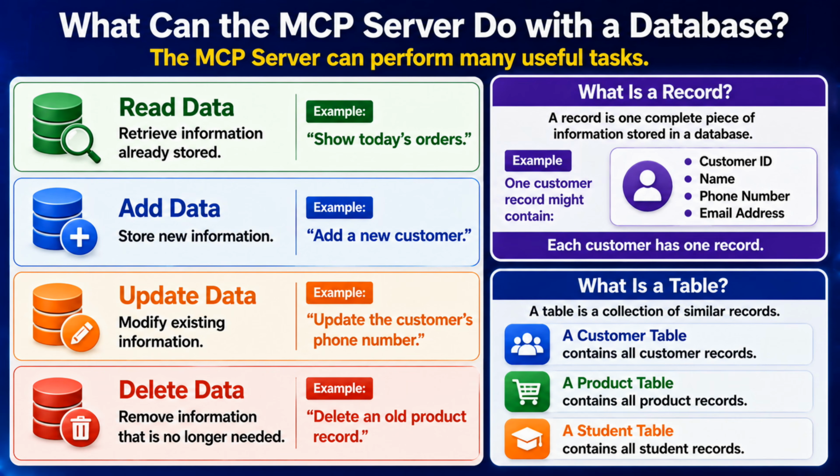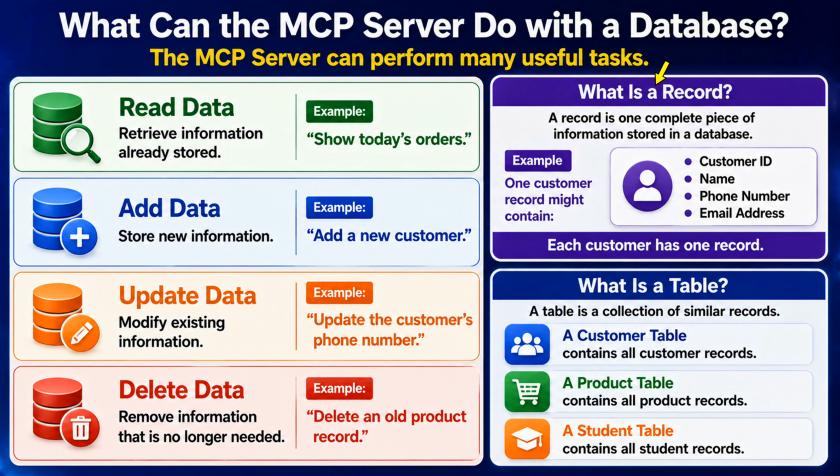What can the MCP server do with a database? The MCP server can perform many useful tasks. First one, read data, retrieve information which is already stored. For example, show today's orders. Second one, add data, store new information. For example, add a new customer. Third one, update data, modify the existing information. For example, update the customer's phone number. Fourth one, delete data, remove information that is no longer needed. For example, delete an old product record.